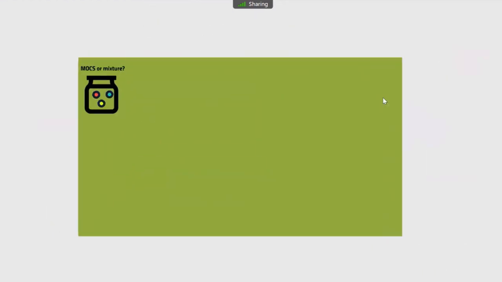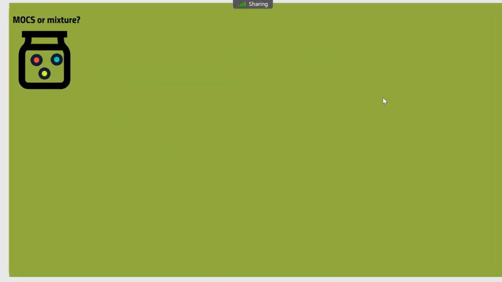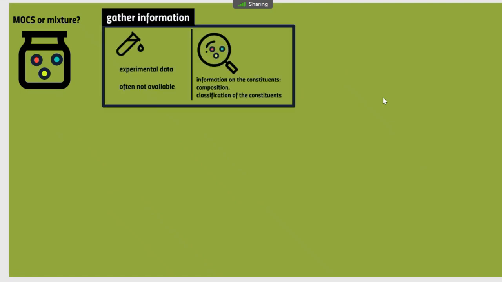So how does the classification of a MOCS get determined now with the CLP revision? First, we need to make sure that we know if we're looking at a MOCS or a mixture. If you're sure it's a MOCS, then you have to gather the information on the MOCS itself. That can be experimental data, but is often not available. Or you have to gather the information on the constituents themselves. So you need to know the composition, so how many constituents you have and in which percentages they are present, and you need to know the classifications of the constituents.